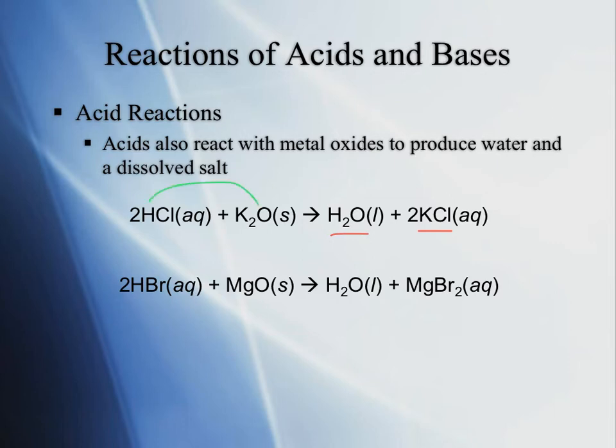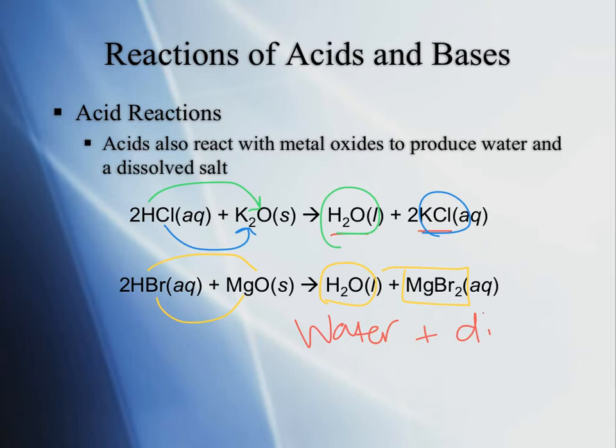So H is going to hook up with O to make H2O, right? And Cl is going to hook up with K to make KCl. And the same thing on the bottom: H and OH make water, and Mg and Br make MgBr2, right? Every time you do this with a metal oxide, you will always end up with water, H2O, plus some kind of dissolved salt. So this almost looks like a neutralization reaction as well, but in this case, it's not an acid and a base, it's an acid with a metal oxide.